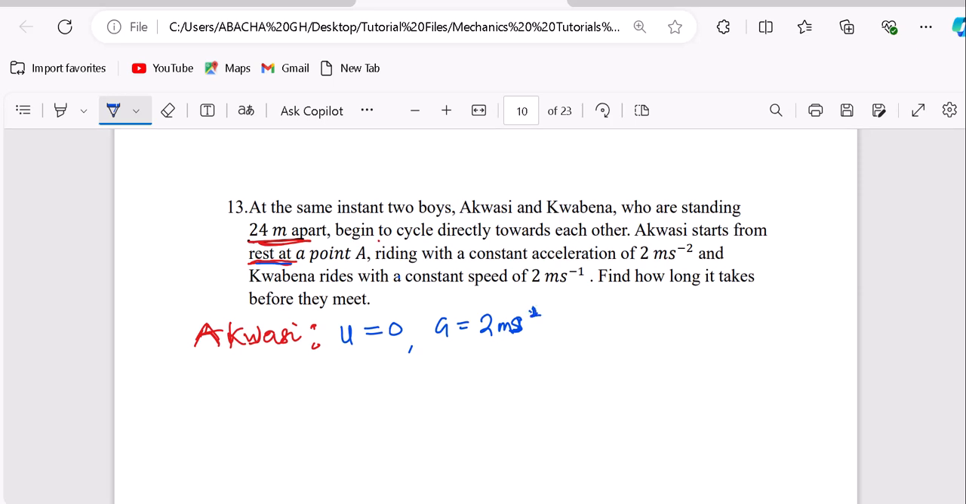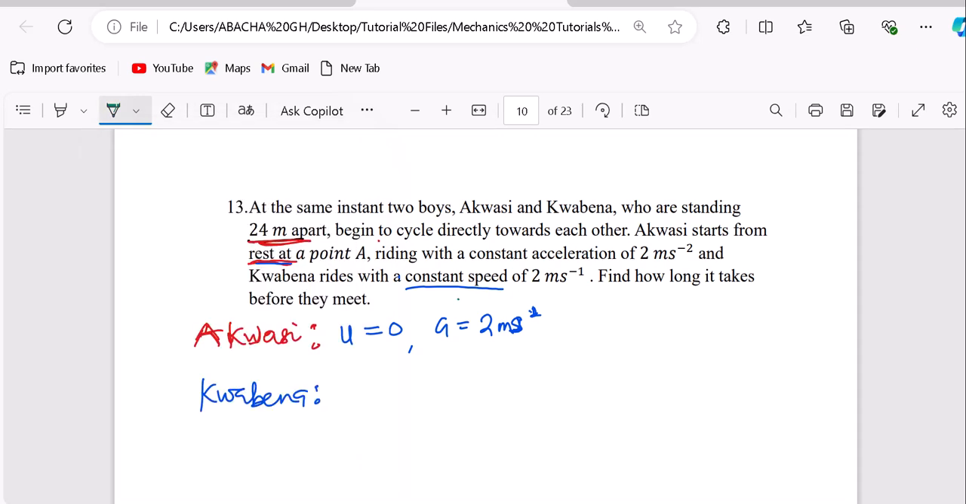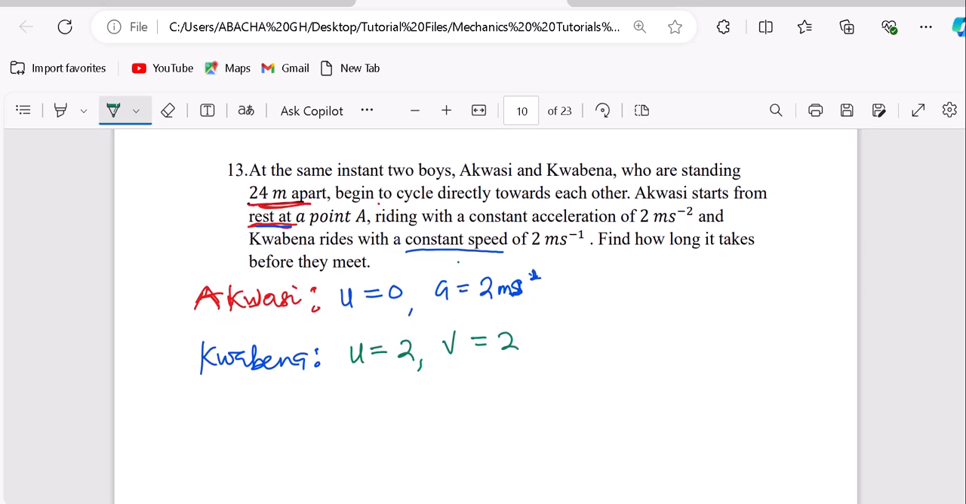And then Kwabena rides with a constant speed. Take note, constant what? Speed. So that's Kwabena. His speed is constant, so it means his initial velocity is equal to 2, and his final velocity is equal to 2, because he's riding with a constant velocity. Now they are saying that we should find how long it takes before they meet.